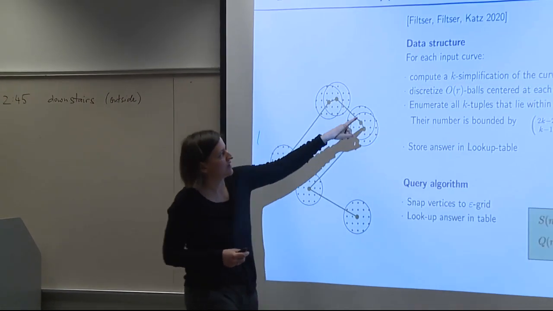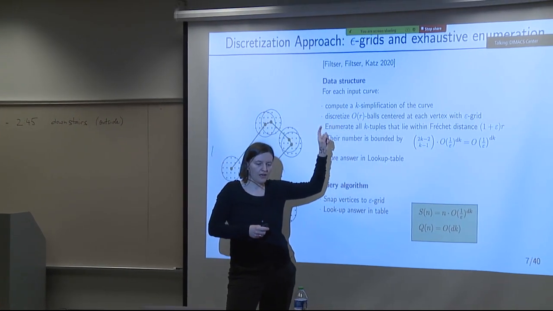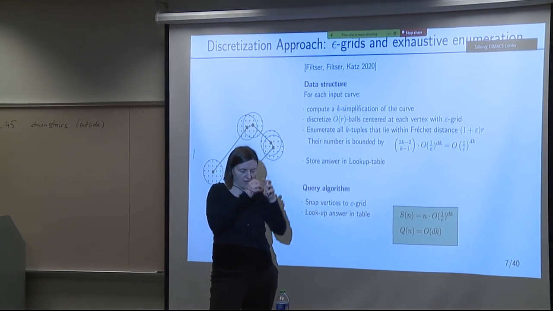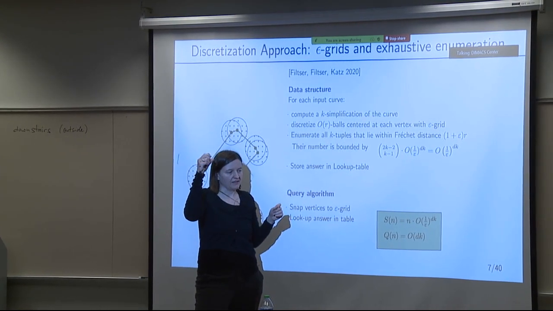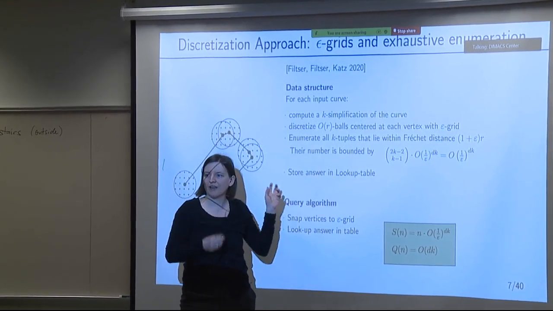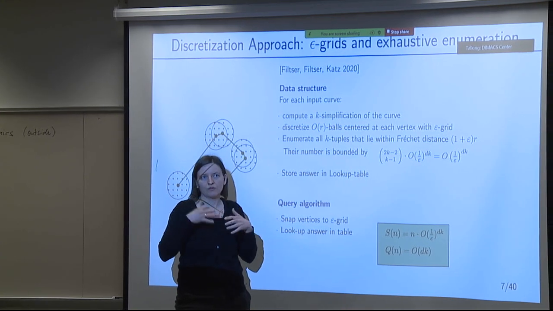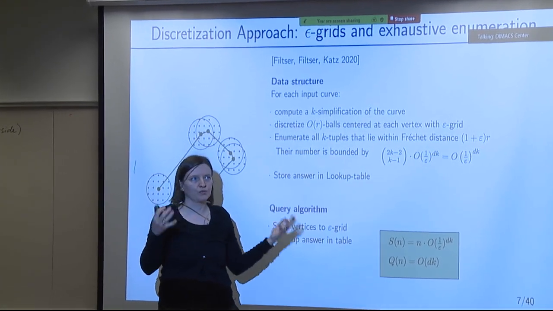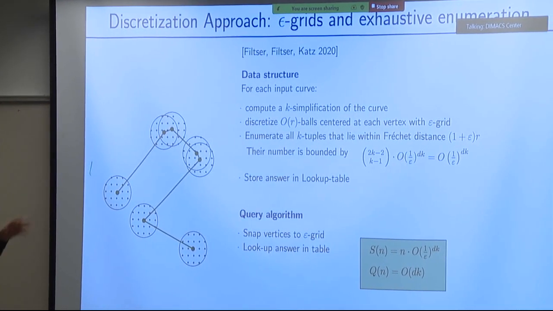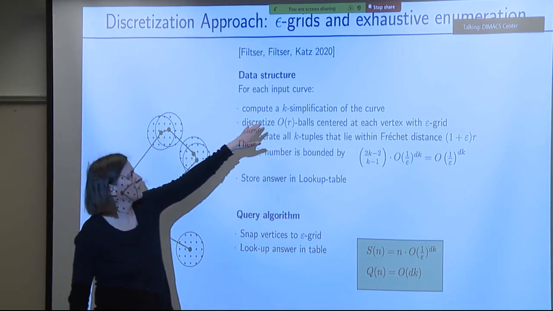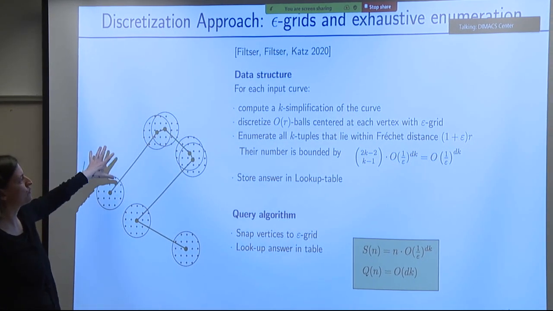A k-simplification is a sequence of k points that has smallest Fréchet distance to my input curve, and you can use dynamic programming to compute this. There are different versions of this, but any kind of k-simplification should work here.